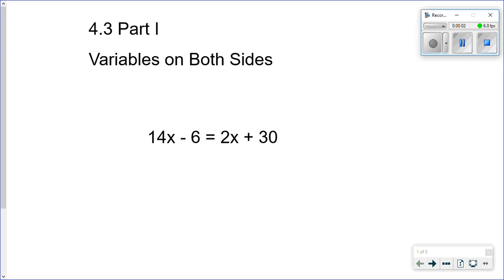Hi guys, welcome back. We're going to break 4.3 up into two parts. The first part is going to be looking at variables on both sides, and the second part is going to be looking at what happens when we throw brackets into the mix.